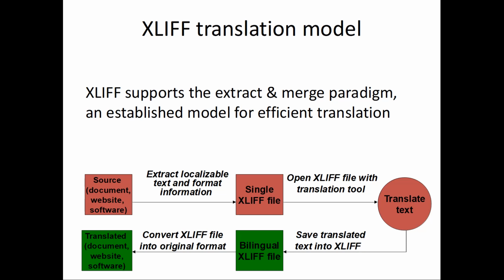So let's say we start off with our source document, website, or software. We extract the localizable text and format information into a single XLIFF file. We provide that to our localization service provider. They open that XLIFF file in their translation tool, their computer-aided translation tool. They translate the text. The translated text is saved into that same XLIFF file, and now the XLIFF file becomes bilingual. We convert that back into its original format, and we now have a translated document, website, or software.